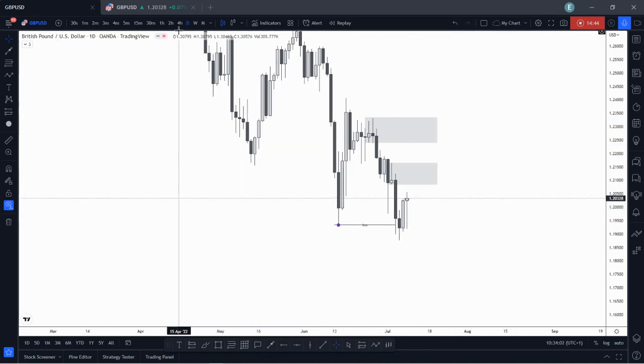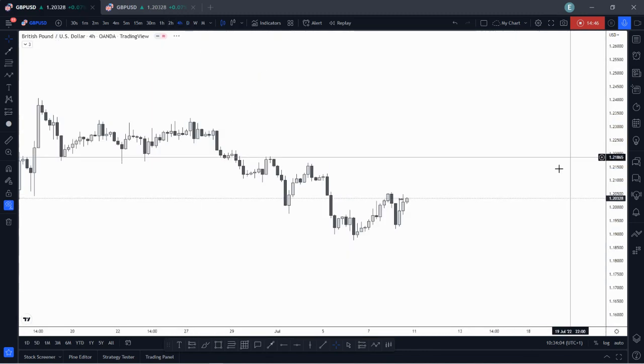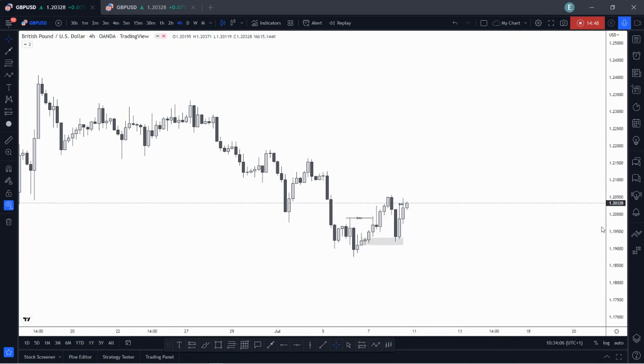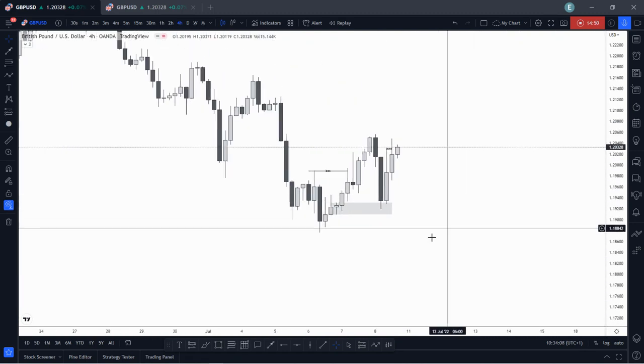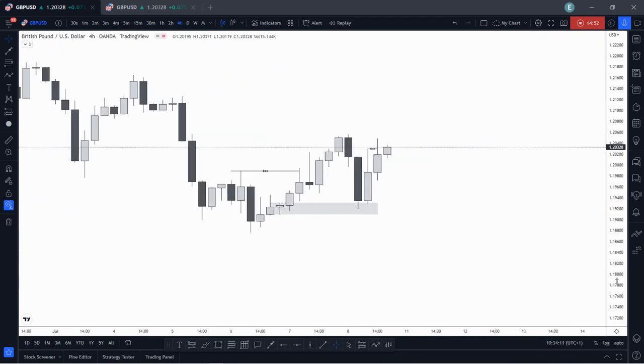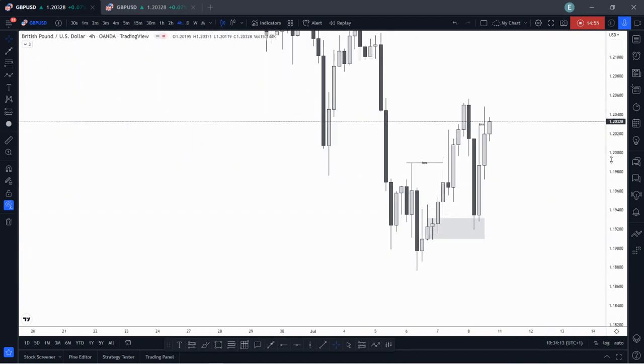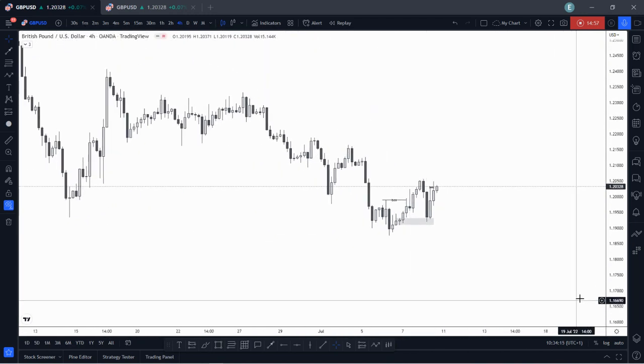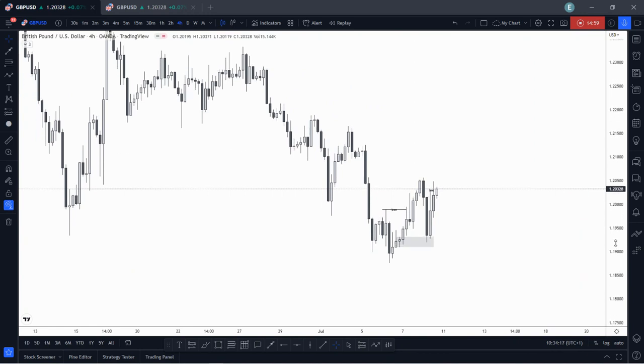So now on the 4 hour time frame, what am I seeing? On the 4 hour time frame, we could also see that the market structure has changed from a bearish market structure now to a bullish market structure. So everything is kind of aligning bullish.